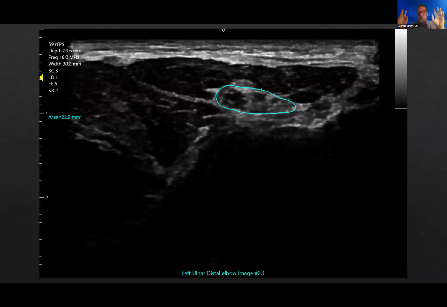Now, not only did you say it's at the elbow, but you've localized it further. And if they're going for surgery, your surgeon is going to be more confident, and then your patient can be more confident about what's going on.